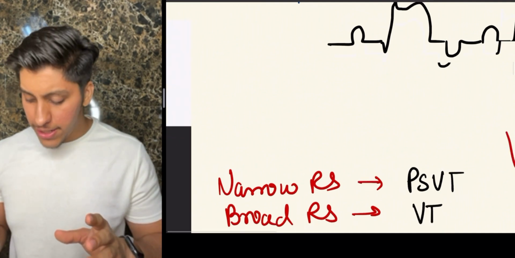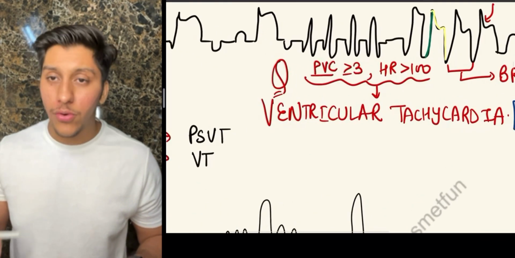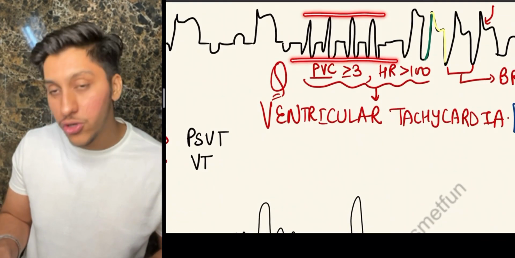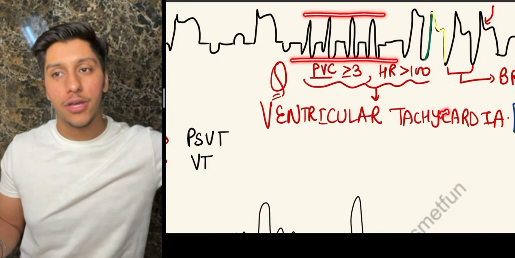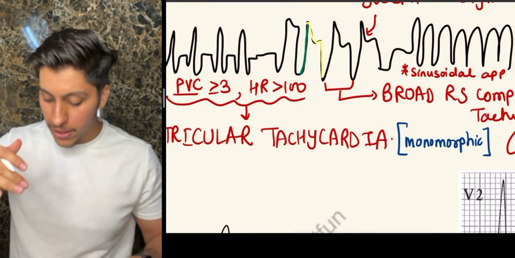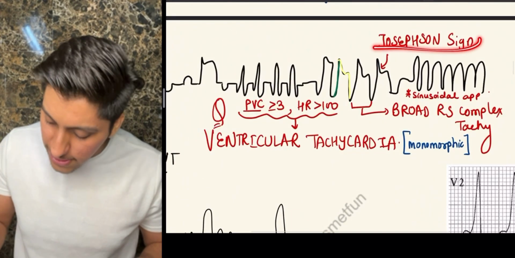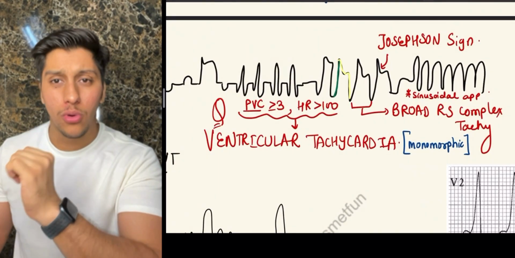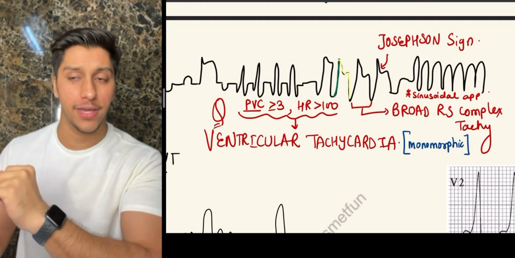Now, ventricular tachycardia, guys, can be defined as 2 types: monomorphic and polymorphic. In monomorphic, what it means is the amplitude of the complexes on the ECG over here is going to be the same. It is not going to be too high, too low. Everything is going to be at the same level. So this is monomorphic. Along with this, guys, you have a dip over here, and this dip is known as Josephson's sign. So remember, PVC more than 3, heart rate more than 100, Josephson's sign is known as monomorphic ventricular tachycardia.